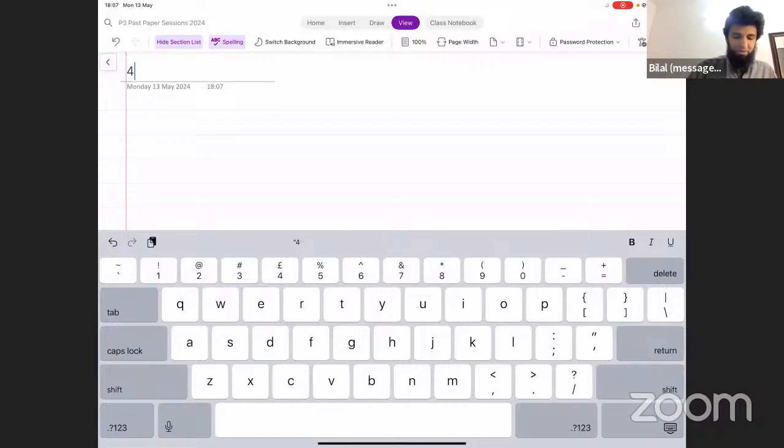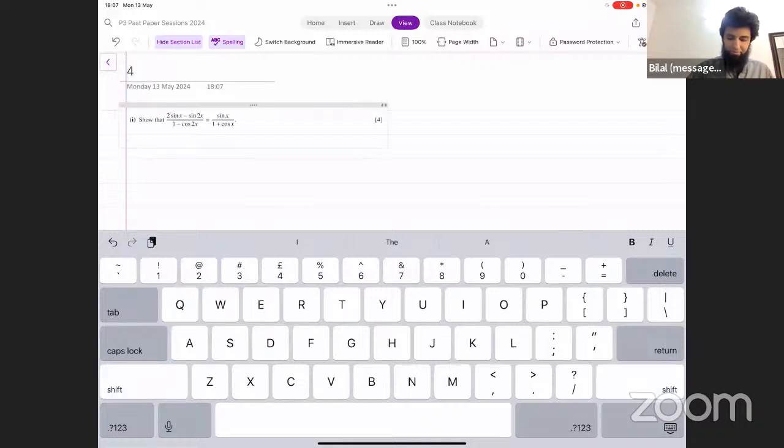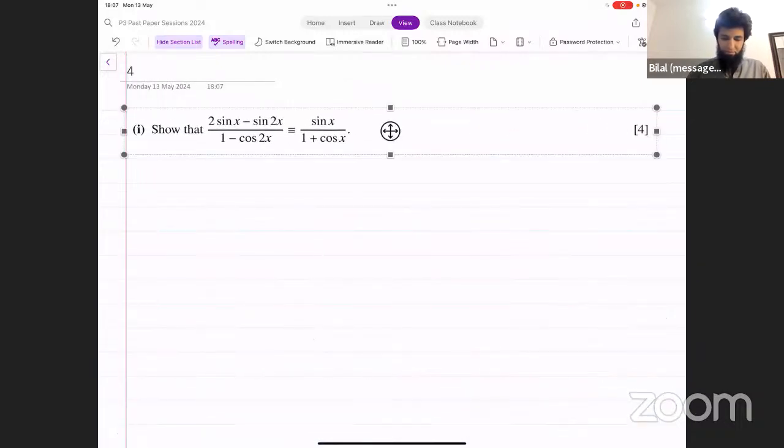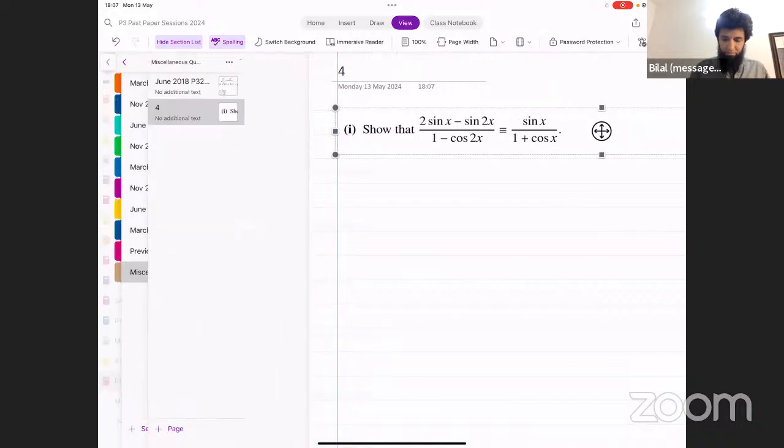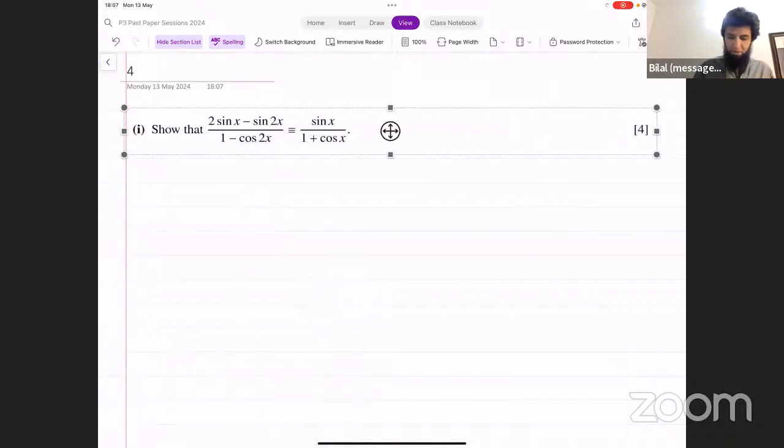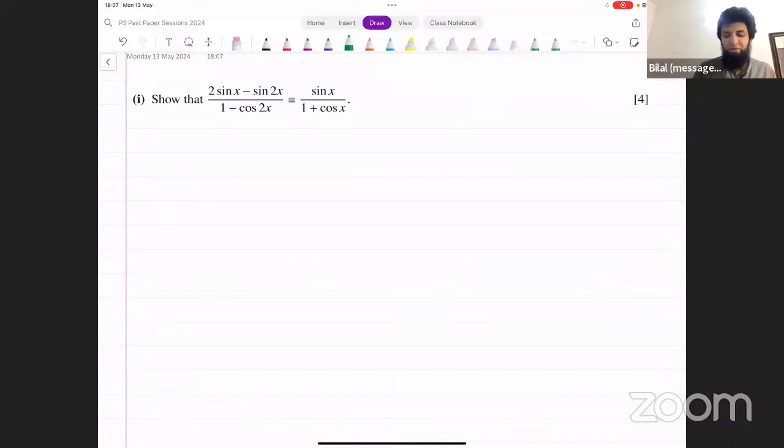This is question number 4 from that same paper. Okay, so we have to prove this identity. Now on the right side, you've got sine x over 1 plus cos x. On the right side, there are no double angles here, right? On the left side, you have double angles. So all you have to do is simplify the left-hand side, apply the double angle identities, and you would eventually get the form on the right side.